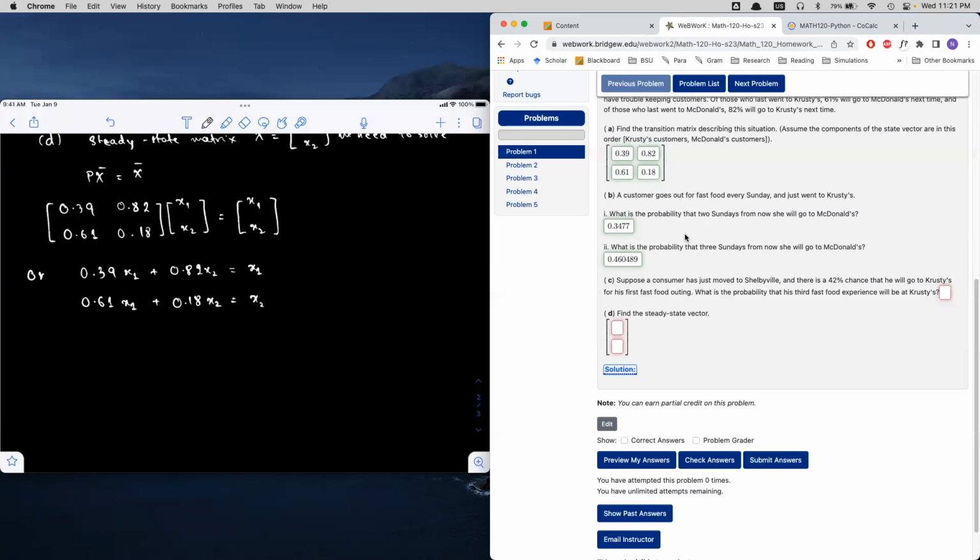The next step is to combine like terms. So in the first equation, you move x1 to the left-hand side, and x2 to the left-hand side for the second equation.